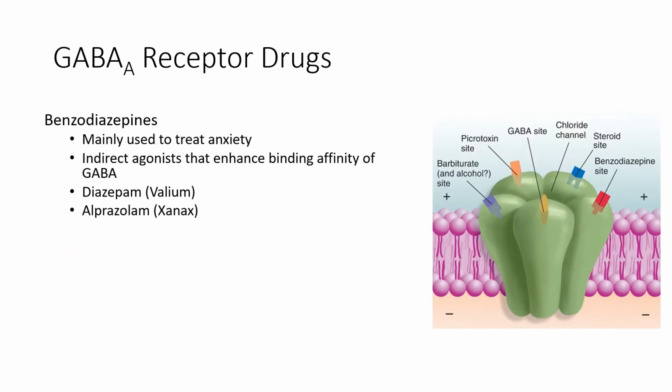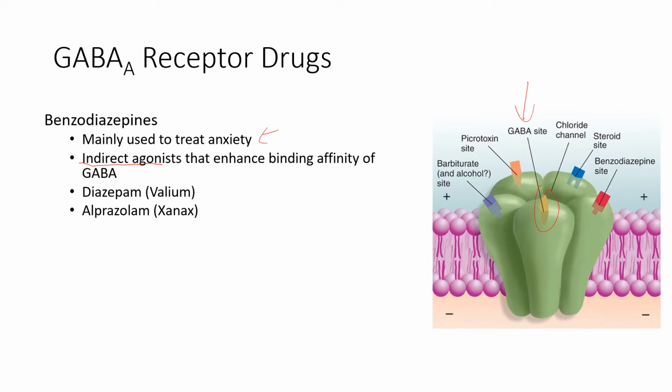So with GABA A, we've got things like benzos, or benzodiazepines, if I can say it, which are mainly used to treat anxiety. And this is an indirect agonist, not an indirect antagonist. This one is an indirect agonist that basically binds to another part of the receptor.